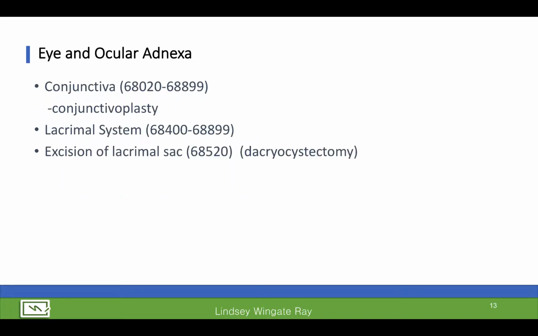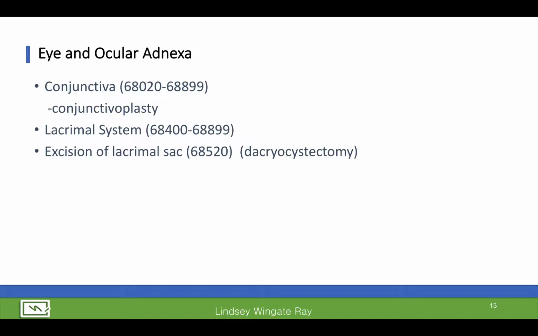Conjunctiva is grouped by incision and drainage, excision and/or destruction, injection, conjunctivoplasty, other procedures, and lacrimal system. Conjunctivoplasty often includes placement of a graft at the same time. Read these codes carefully for specific procedures. Lacrimal system 68400 through 68899 is grouped by incision, excision, repair, and other procedures.